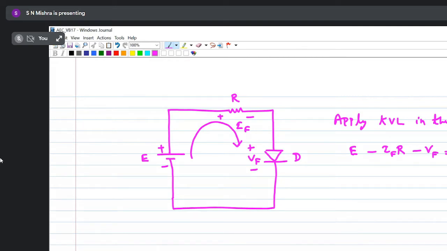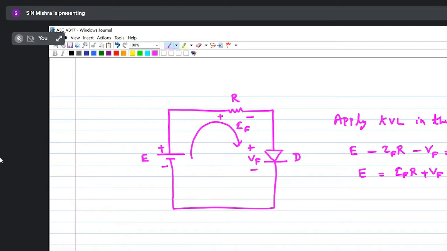So E equals IF R plus VF. So how much voltage am I applying? That is the drop across the diode plus the drop across the resistor. That's a very simple concept to know.